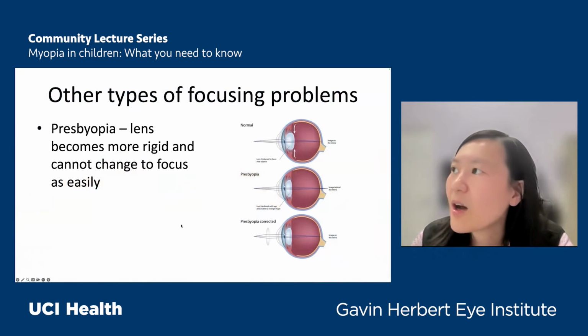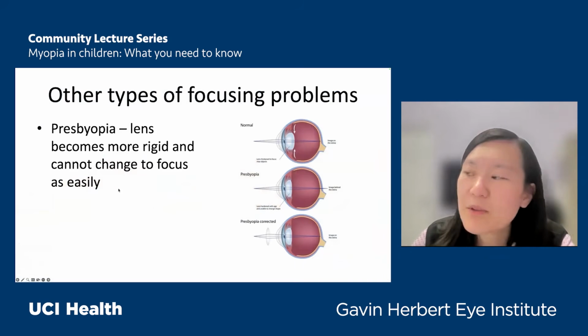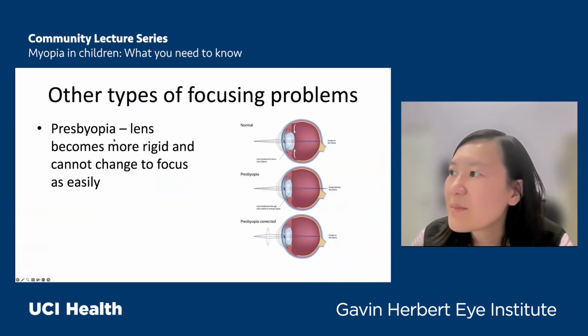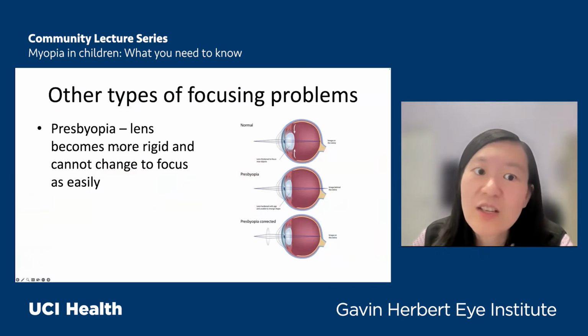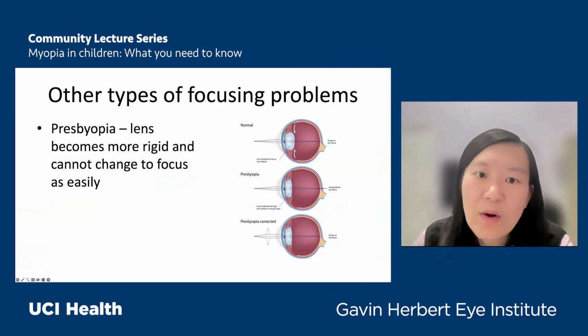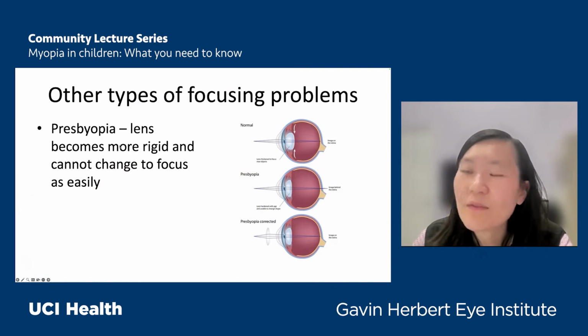One other common focusing issue is presbyopia. Presbyopia is what we get when we get to 40, 45, 48, 50, where we need reading glasses. This means that the lens becomes more rigid and cannot change to focus as easily. Remember, I said the lens focuses for us. With time, the lens is not as good at focusing anymore. Therefore, you have to hold things further away from you to read them, or you have to wear reading glasses when you're older. That is the result of presbyopia: difficulty with focusing at near.